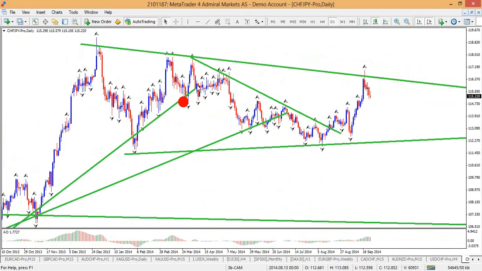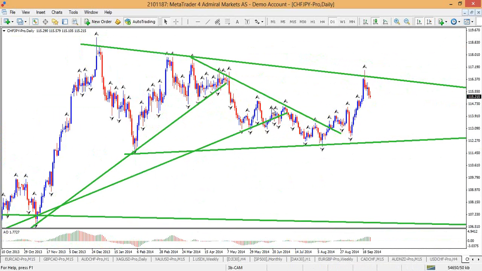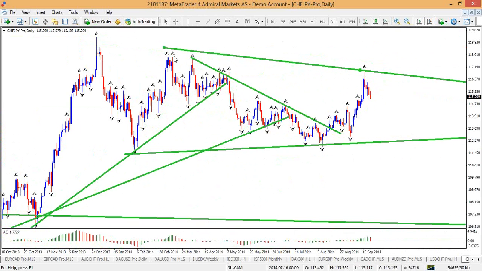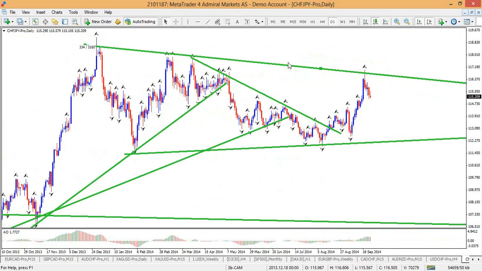So price managed to break out here and here, but then broke out actually above this resistance and now is hitting the next resistance line.